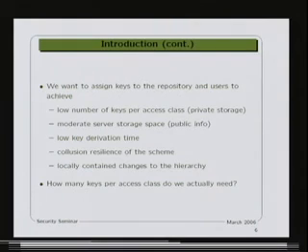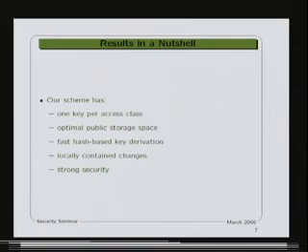And here, in a nutshell, are the properties that we have. As already said, we have just 1 key per access class. The public storage space is optimal. What we mean by this is that you still have to store the access graph, the access hierarchy, but we also store our public information, and it's asymptotically the same as the information needed to store the graph. So it's just a small constant that we introduce.